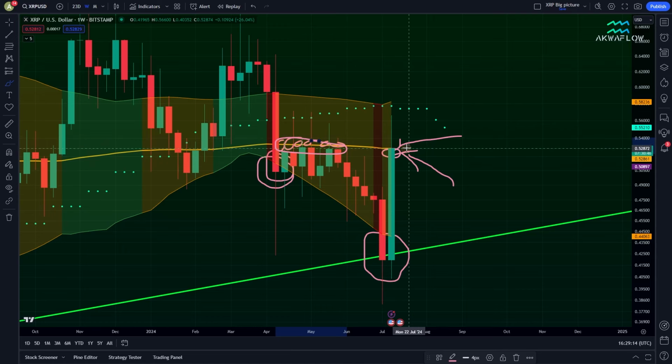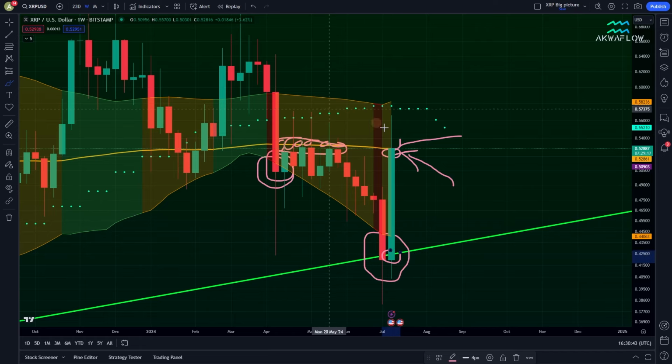And then the next resistance to watch will be the bull market support with the blue dots, which is currently around 57 cents. About the moving average, it's a bit less than 53 cents, so keep this level in mind. And here the green support is around 42 cents.